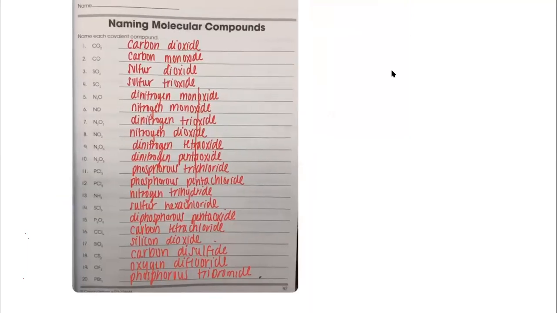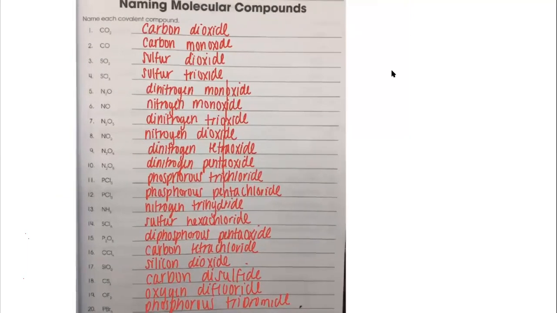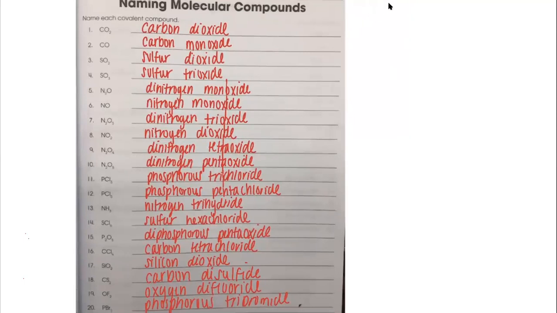All right. What's OF2? Oxygen difluoride. Good. Oxygen difluoride. Okay. Final one here. PBr3. Phosphorus tribromide. Good. Phosphorus tribromide. Perfect. Okay. So yes, I will post this answer key. I will obviously post it with nicer handwriting so you can read it and it's all clean. But I will post that when we're done with class here.